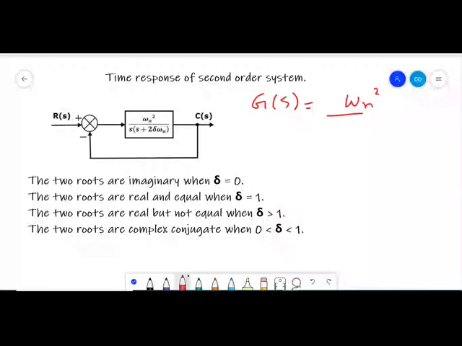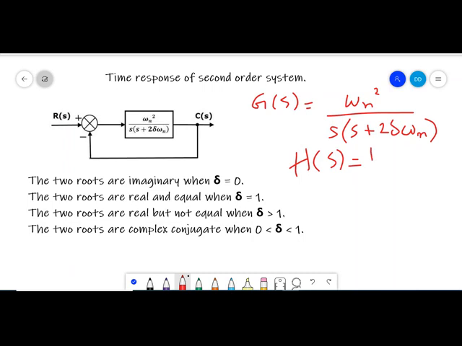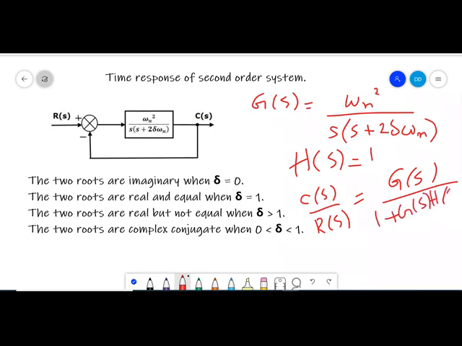by S into S plus 2 delta. Instead of delta, the damping ratio can be even written as zeta, delta omega n. And H of S is equal to 1. So we have the transfer function C of S by R of S is equal to G of S divided by 1 plus G of S into H of S. This is the standard form of a closed loop transfer function.